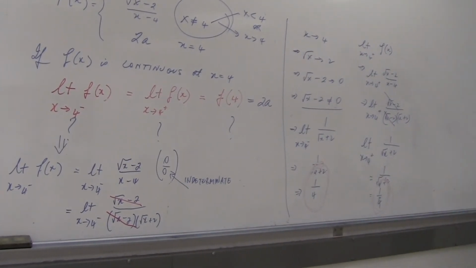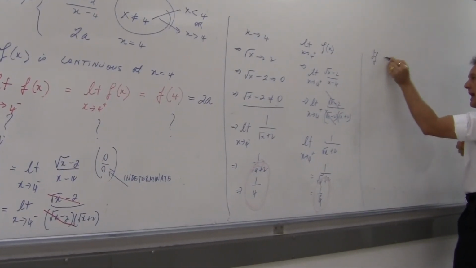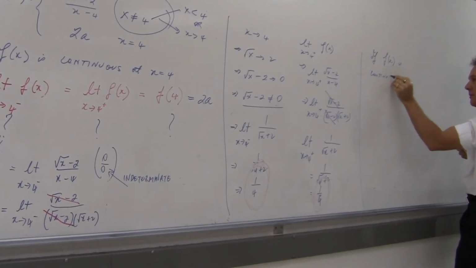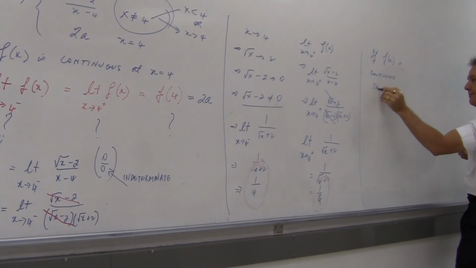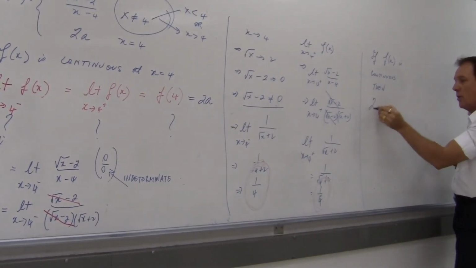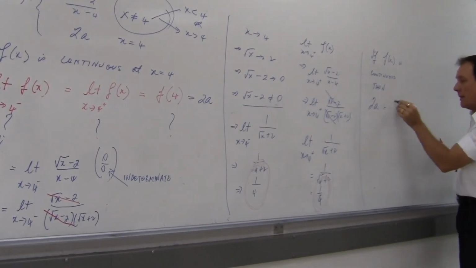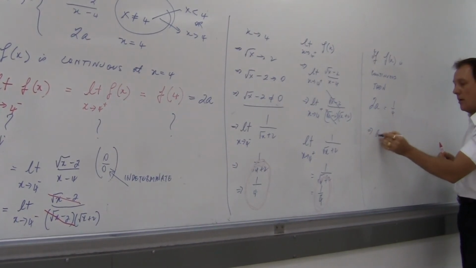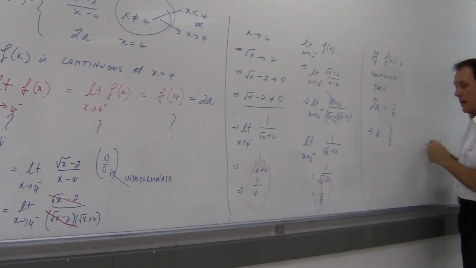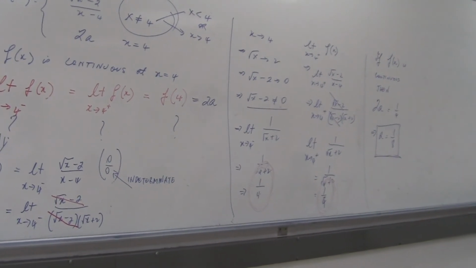So in order for f to be continuous, we say here, if f of x is continuous, then here 2a would have to equal the evaluation of our two limits, which are the same, a quarter. And so we end up with a equals 1/8. And that's choice number 3.